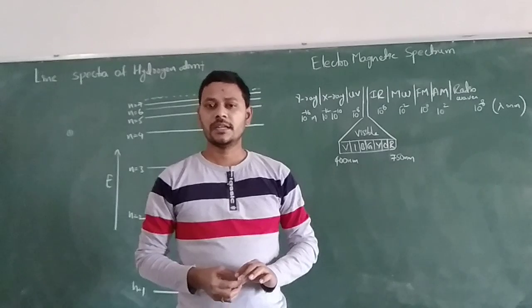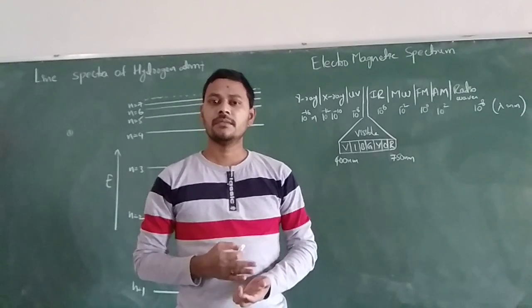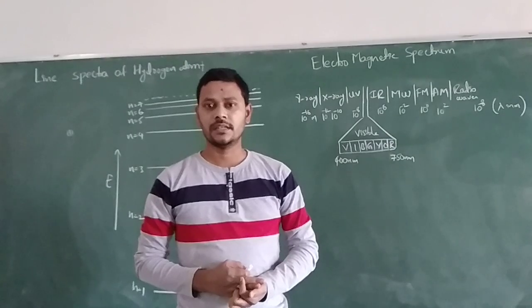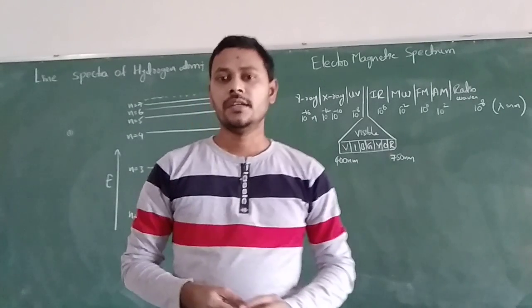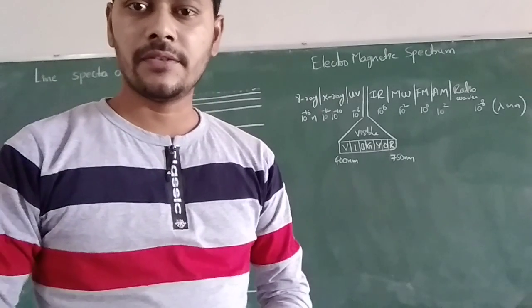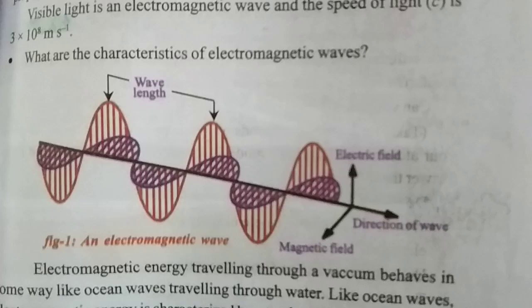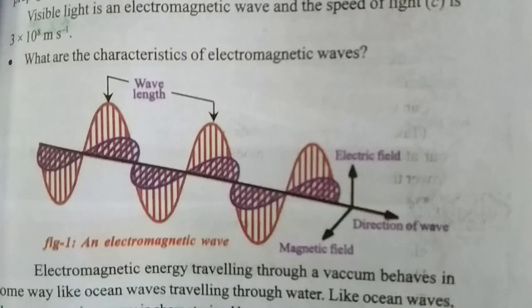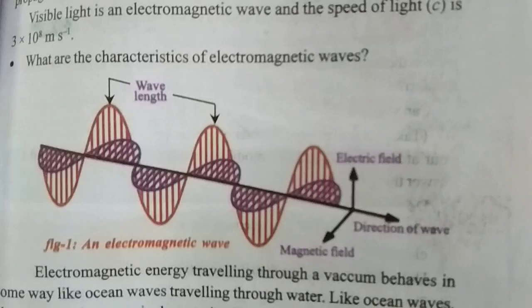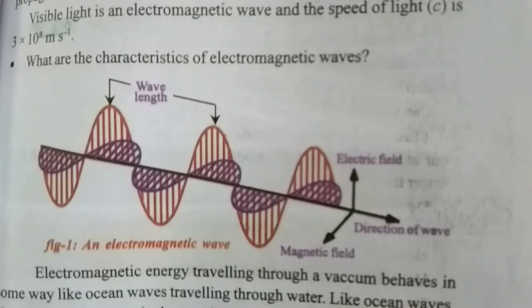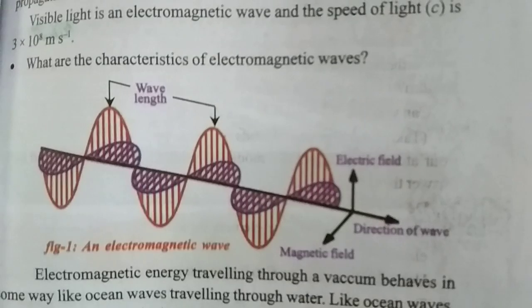So, when a charged particle is vibrating, the electric field is generated, and at the same time the magnetic field is also generated, and these two fields are perpendicular to each other. See, the red lines show the electric field and the blue lines show the magnetic field. When a charged particle vibrates, they are generated and they are perpendicular to each other.